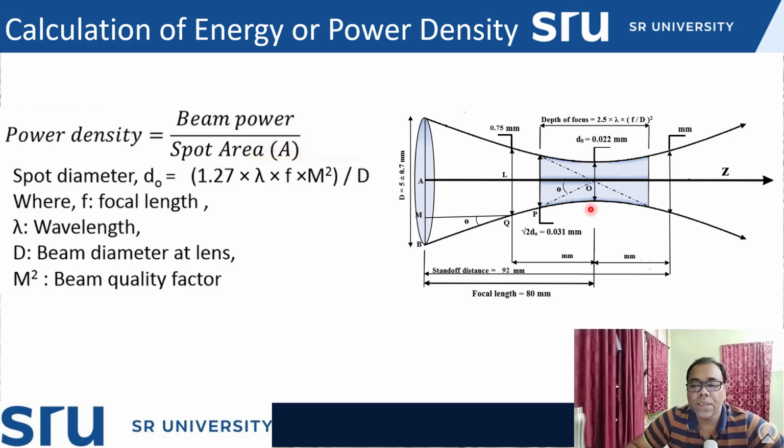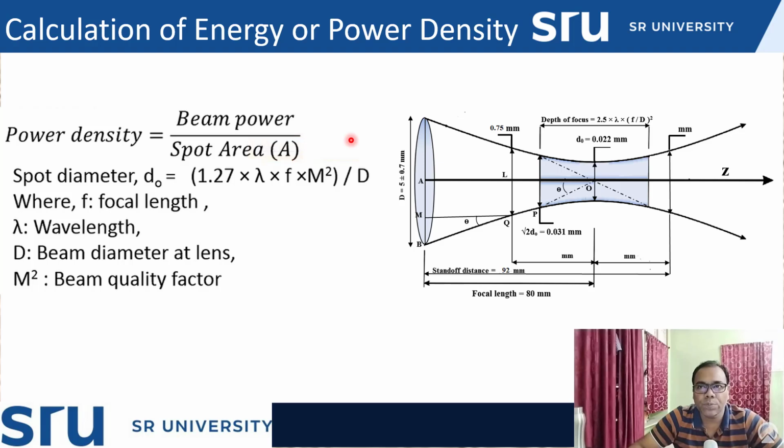Generally for this operation we take the focal point, so that at the focal point maximum energy density will be there. So these are the different parameters. Similarly the depth of focus will be there from here to here. In this area almost a similar kind of energy will be there. So that area can be focused during the process. Similarly, from this formula one can calculate the power density, which is nothing but the beam power divided by the spot area. So we have to find out the spot area.